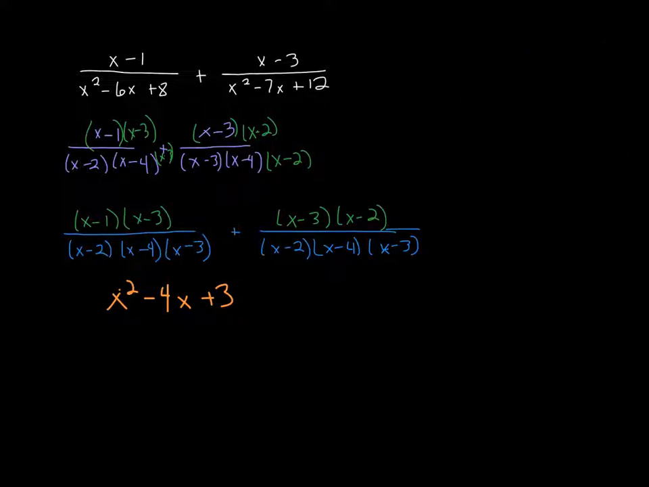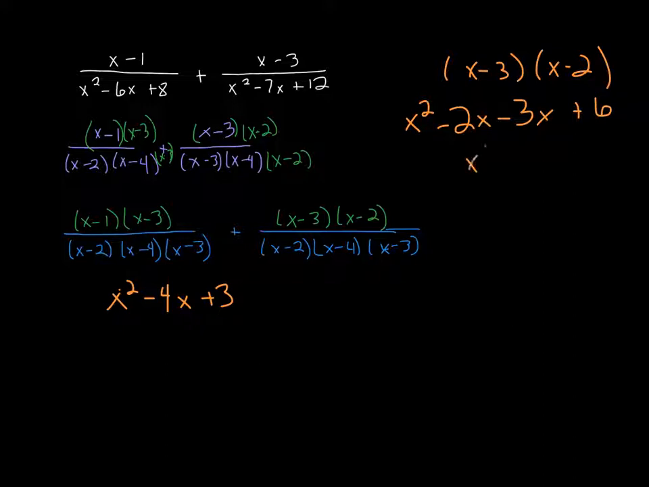Okay, now we'll look at that second numerator. You have x minus 3 and x minus 2. So the first would be x squared, outer minus 2x, inner minus 3x, and last plus 6. So x squared minus 5x plus 6. And I'm going to go ahead and combine these into one fraction.